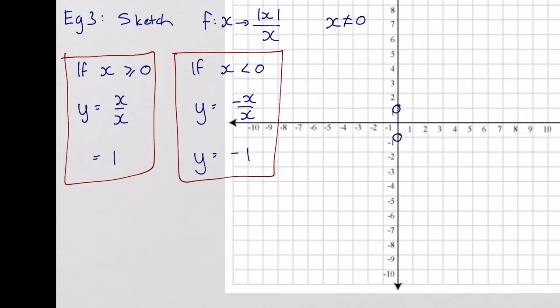Right, so firstly, for the first one, if x is positive or greater than 0, then y equals 1. So that's the first one we're going to sketch. Right, so it's going to look like this, and it's going to go to positive infinity. Then for the next one, when y is negative 1, in other words, on this line, that is only valid if x is less than 0. So we're going to have a line that looks like that. And that'll also extend to negative infinity on the left-hand side.